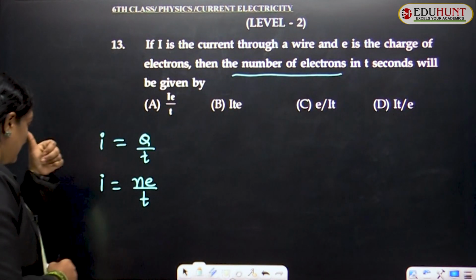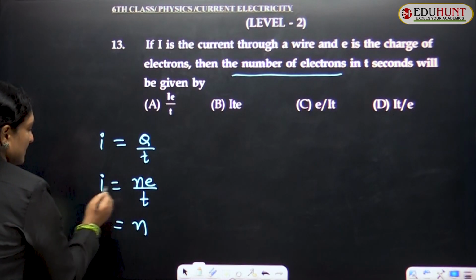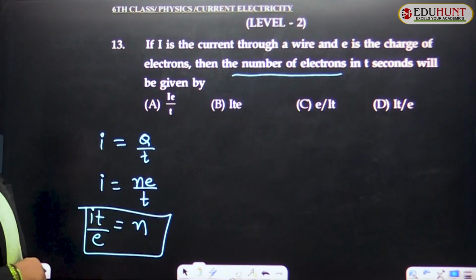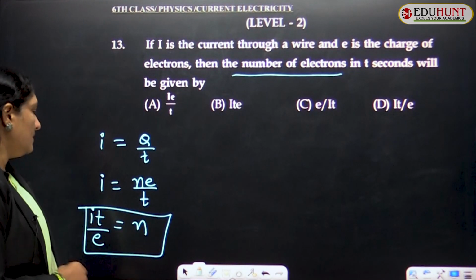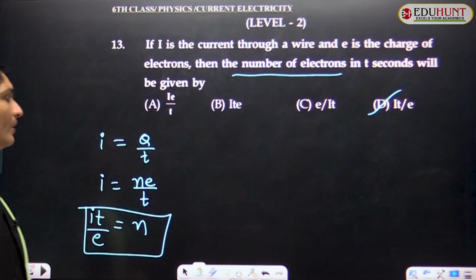The number of electrons is indicated with the letter N. So N can be written as, bringing the T to the other side, I T upon E. So N is equal to I T upon E. So the correct option is the fourth option, that is I T upon E.